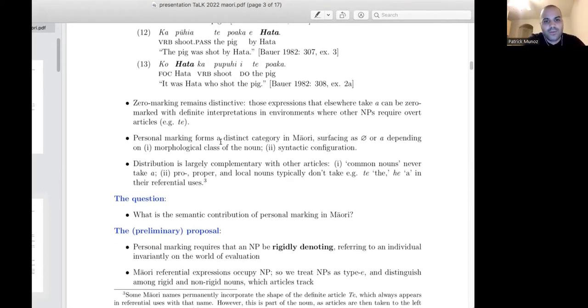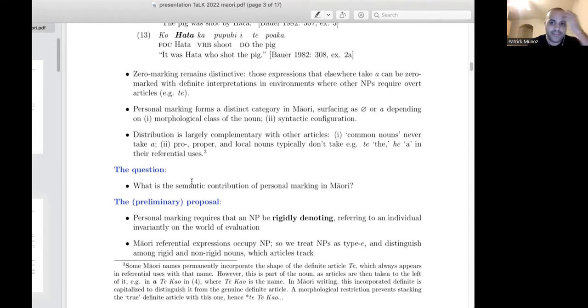So whether you get nothing or the marker will depend on the morphological class of the noun. It'll depend on the syntactic configuration. And then the distribution of personal marking is largely complementary with other articles, which tend to occur with common nouns or things with non-rigid readings. So common nouns never take it. As I'll show you, modified proper nouns also don't take it, because the modification introduces a kind of predicative content. The things that take them are, again, pronouns, proper nouns, and local nouns.